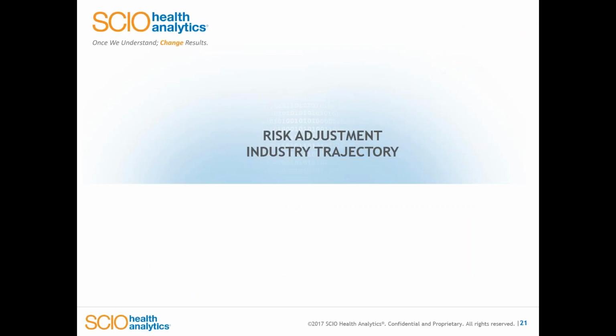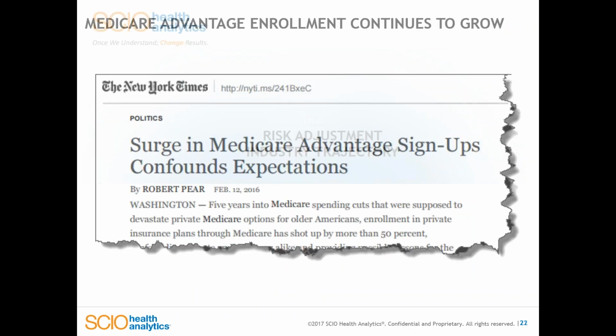The trajectory. What I like to say, let's see how much of a spin or a curveball we may be facing as we move forward. Let's talk a little bit about trajectory. So Medicare Advantage enrollment continues to grow. This is an excerpt from a New York Times article about a year ago, and at that time people were surprised at the increase in MA enrollment.